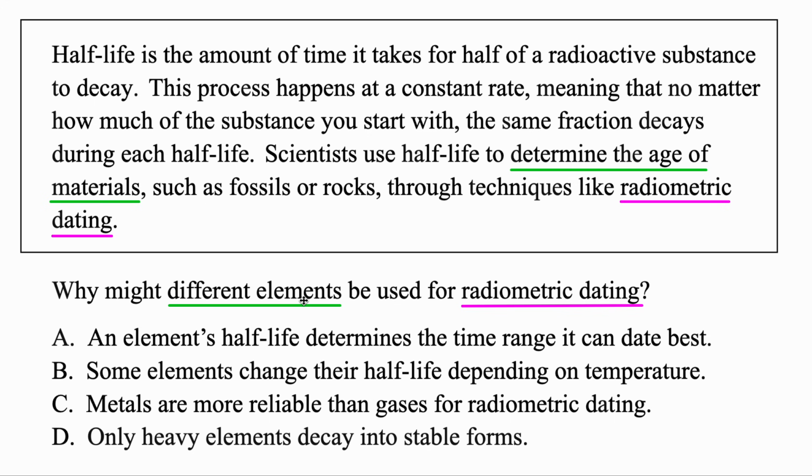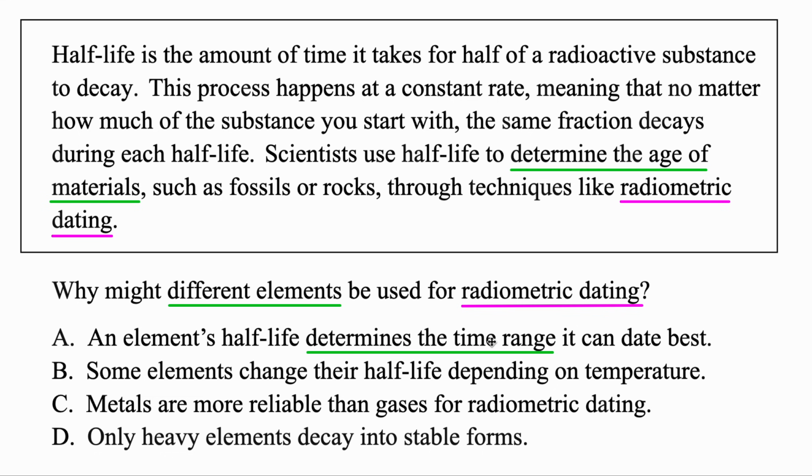Okay, why might different elements be used to do this process? Let's see. Now, because radiometric dating is used to determine the age of materials, let's see if they mention anywhere in the answers about ages or timelines of things. The first one, an element's half-life determines the time range it can best date. In other words, each element, it's going to be used to determine a certain time range here. Same thing as the age of something. So this definitely seems to work so far.